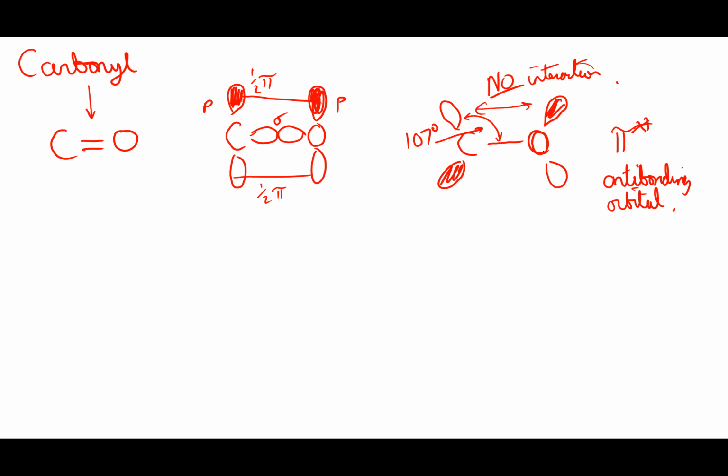So one way we can draw this a little bit more accurately is I'm going to make the O orbital bigger in the bonding orbital, and the O orbital smaller in the antibonding orbital.